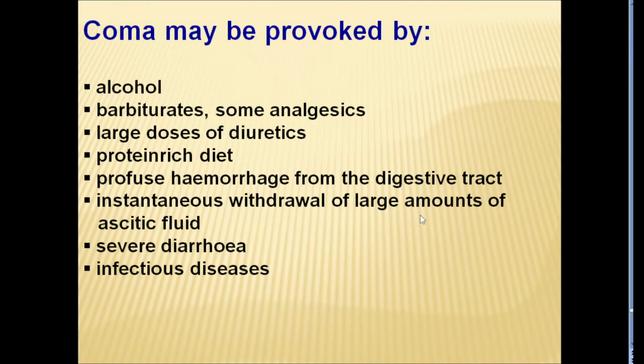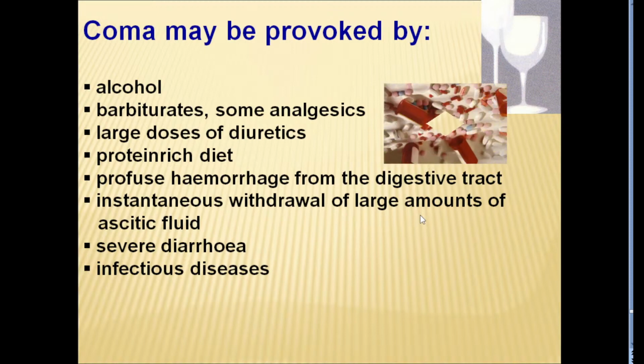Provoking factors of coma. It may be provoked by a patient who does not follow the doctor's recommendations, or sometimes it may be the result of incorrect treatment or some doctor's manipulation. First of all, in any liver disease, alcohol must obligatorily be excluded because it is the first provoking factor of progressive liver pathology. Then we must carefully prescribe barbiturates and some analgesic medicines.